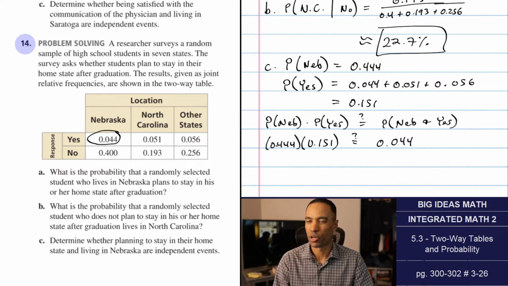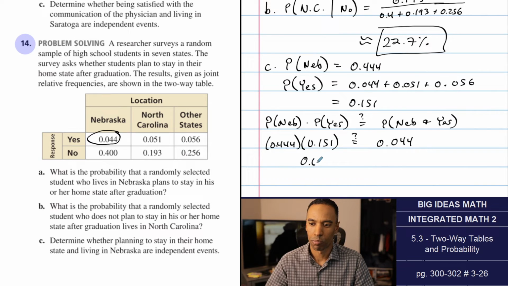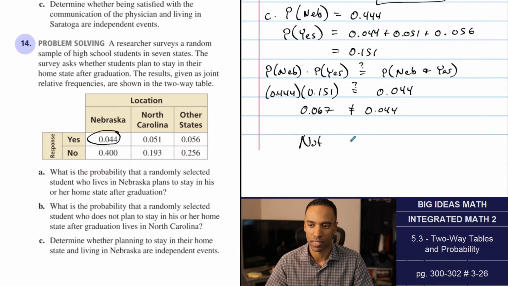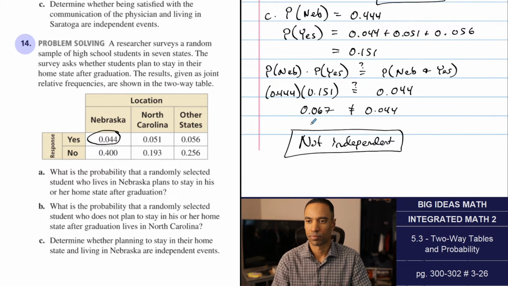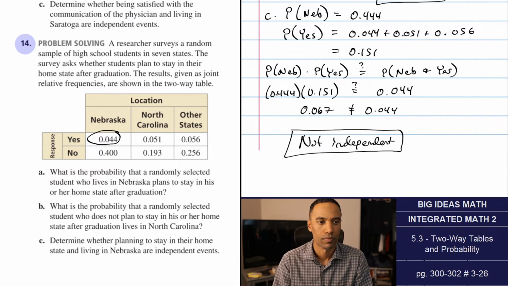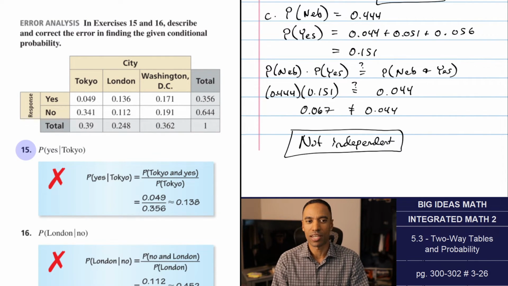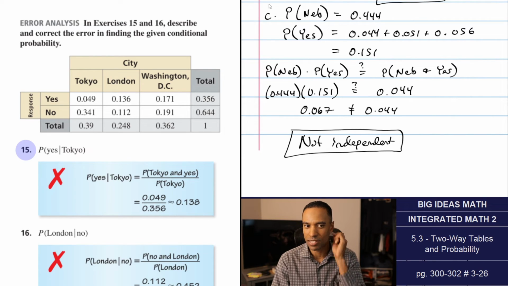And that's 0.067. So 0.067 is not equal to 0.044. So like last time, this once again, not independent. They'd be dependent if they were equal in that case. Okay. Couple non-independent folk. Error analysis in exercises 15 and 16.